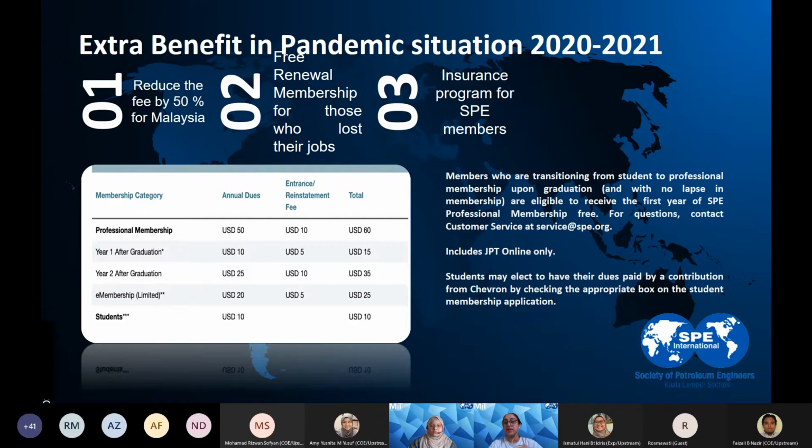For questions, you may contact customer service at the particular email stated there. And not only that, you can actually get JPT online, which is also an extra benefit during this period of time. Students may elect to have their dues paid by a contribution from Chevron by checking the appropriate box on the student membership application. So currently, the professional membership annual fee is about USD 50, and right now, if you are going to change from a student to a professional membership, it is actually free for the first year.